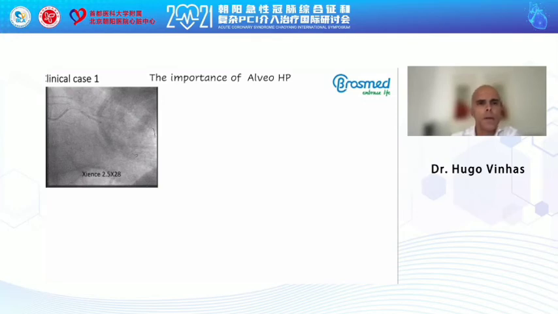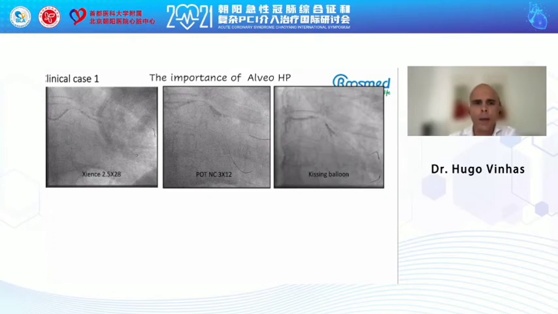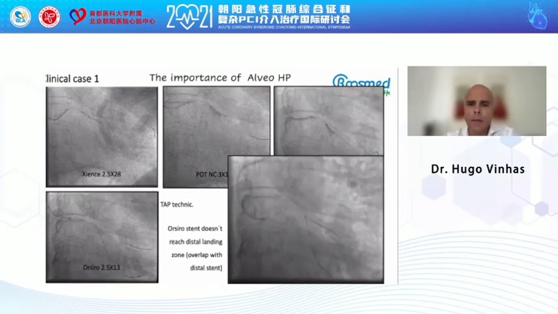And then the purpose was to put another stent using a TAP technique through the lateral strut of the Xience, after, of course, opening the lateral cells with a 2.5 non-compliant balloon. But we can see that the stent didn't reach the distal landing zone. That was the proximal part of the previous stent. And the proximal part of this new stent was very proximal, too much inside the Xience stent.